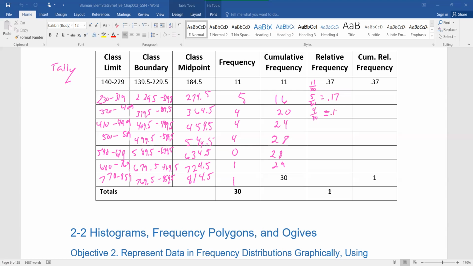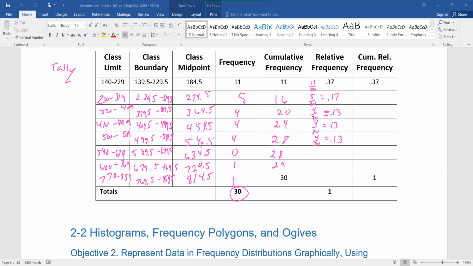Good. So we'll say 0.13. 0.13 is, yeah. And then these are real easy because 4/30, we just did the math, was 0.13. 4 out of 30 again would be 0.13. That's not 13. Total people in the group.